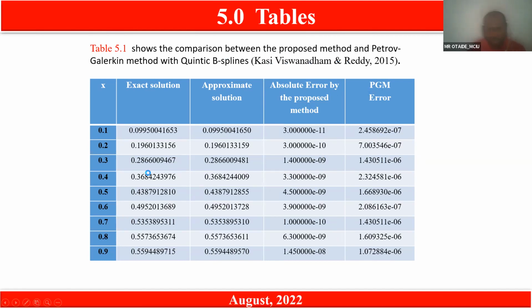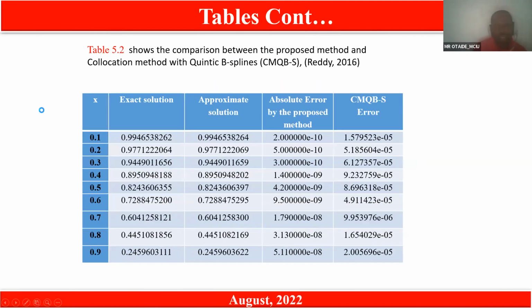So on the next slide, we see the other table from example 2, and we discover that our method is still far better than the method in literature. As you can see, these have 0.5, this is 10. So we see that our method converges better, far better than the method in literature.